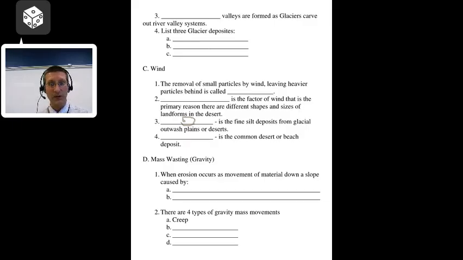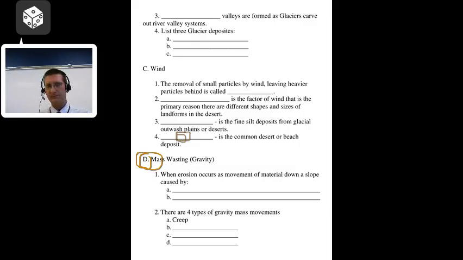L-O-E-S-S. Our Great Plains states like Kansas, Nebraska, Iowa, they are basically loess. Very thick, maybe 2 to 3 feet thick soil layers. That type of soil is called loess. Number 4, that's an easy one. Dunes or sand dunes is the common desert or beach deposit. All right, and to finish up, the last one.